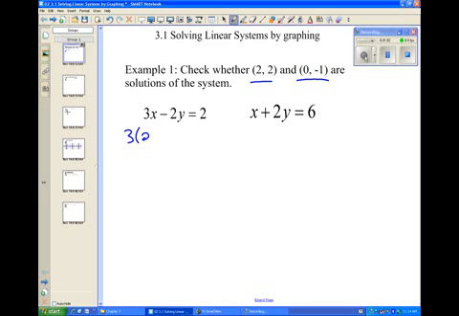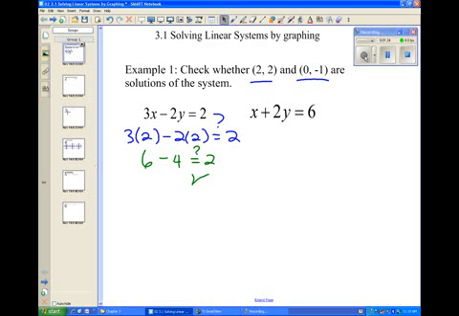So 3 times 2 minus 2 times 2. Is this equal to 2? I like to put a little question mark. So let's try that. 3 times 2 is 6. 2 times 2 is 4. 6 minus 4, is that equal to 2? Yes, it checks out. Let's try my second equation.